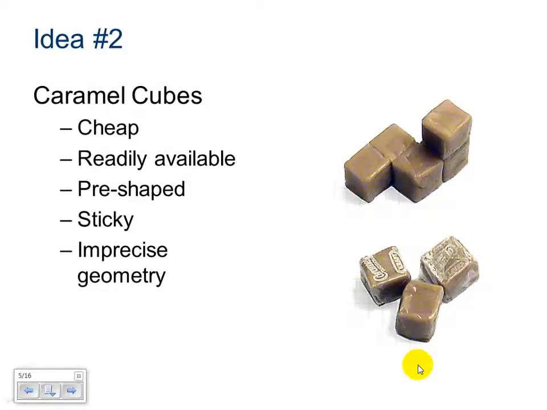How about caramel cubes? They're very cheap and they're readily available this time of year. There's lots of caramel out there. They are already pre-shaped, so it takes care of the disadvantage from the clay in that you would have to make the shapes yourself. They are sticky so that if you unwrap them, you can still stick them together and they would hold your form. But they do have imprecise geometry, and from squeezing and moving them when you unwrap them, they're not all exactly the same size or shape because they could get melty and distorted.